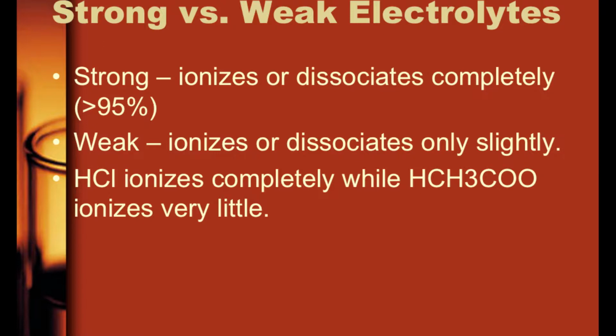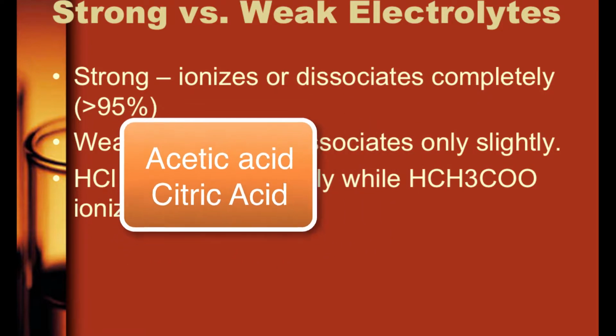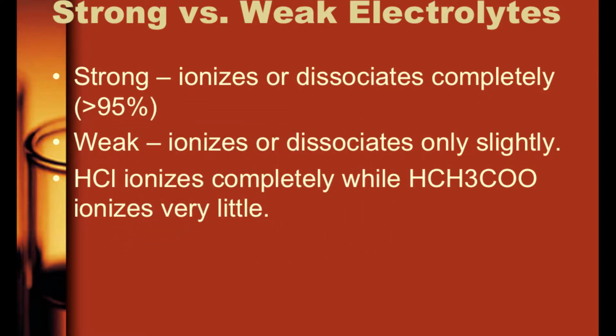Weak things only ionize a little bit. So these are acids that you wouldn't mind putting in your mouth: citric acid, acetic acid, or vinegar. Some of those things ionize or dissociate very little. You could say the same thing for copper carbonate. Copper carbonate is insoluble. So that means that what little bit does dissolve, because a little bit will form ions, might let a little bit of electricity flow, but not very much.